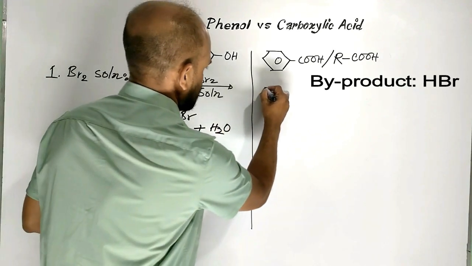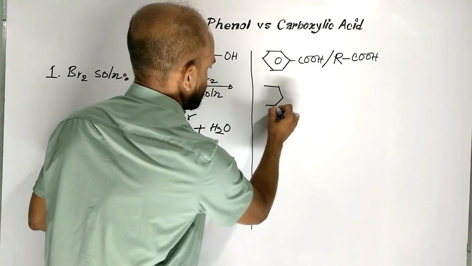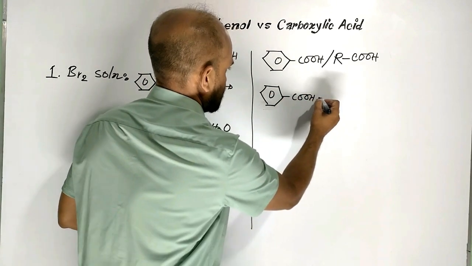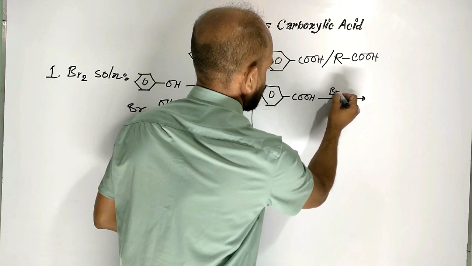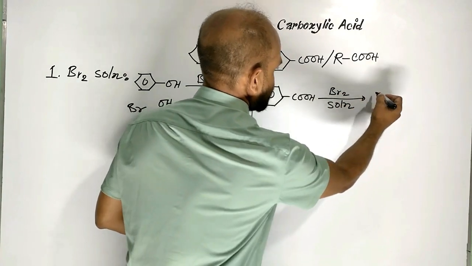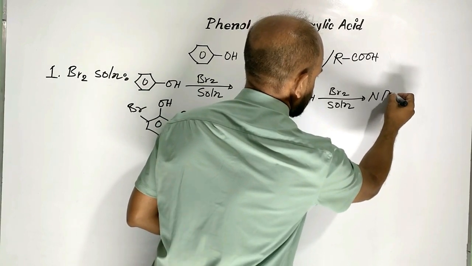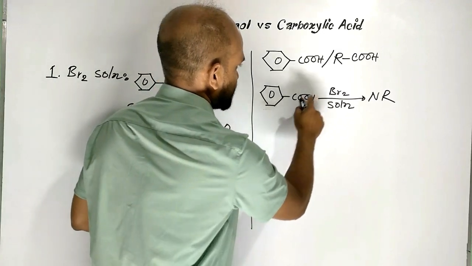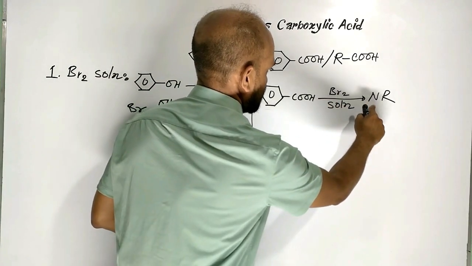But carboxylic acid experiences no reaction with bromine solution. Carboxylic acid doesn't give any reaction with bromine solution. No reaction.